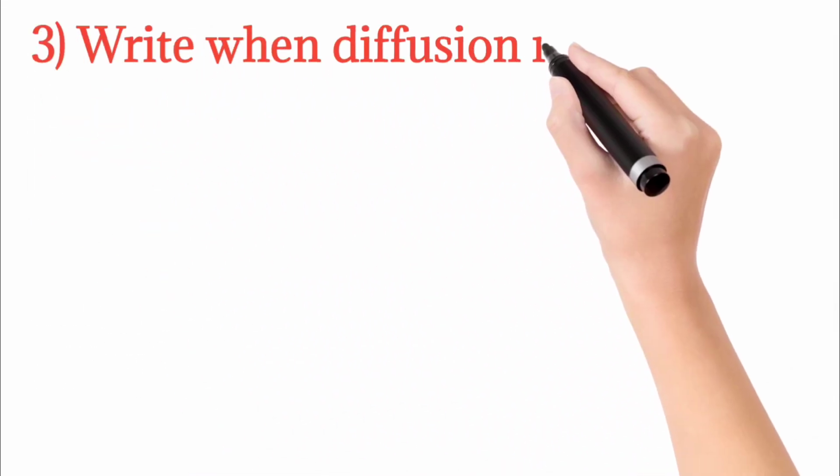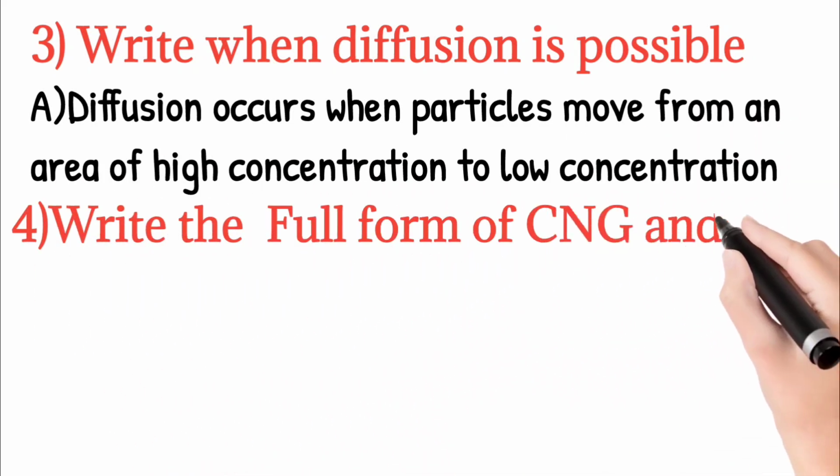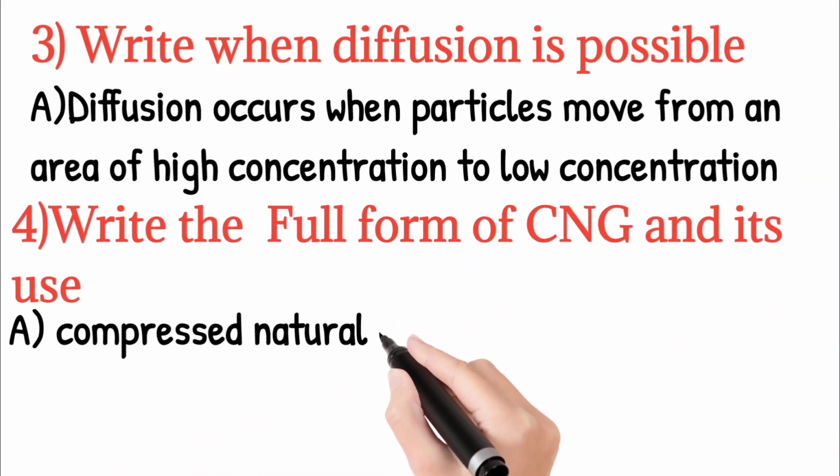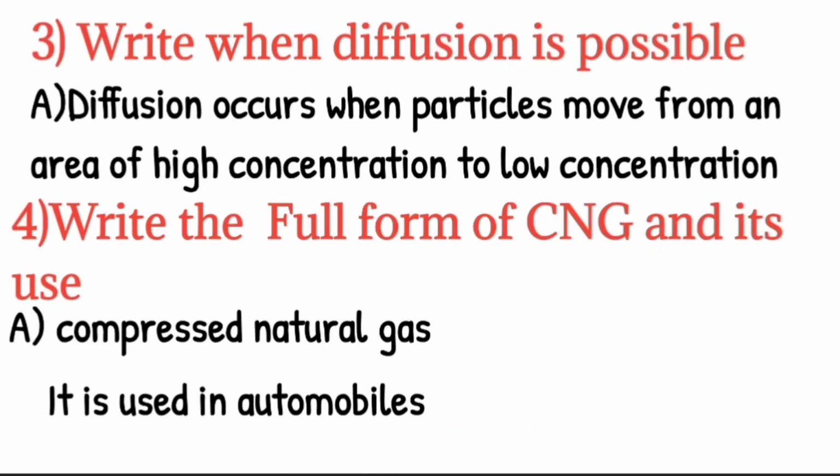Now the next one: write when diffusion is possible. Diffusion occurs when particles move from an area of high concentration to an area of lower concentration. So what will happen in diffusion? The particles move from higher to lower concentration. The fourth one is to write the full form of CNG and its use. The full form of CNG is compressed natural gas, and it is used in automobiles.